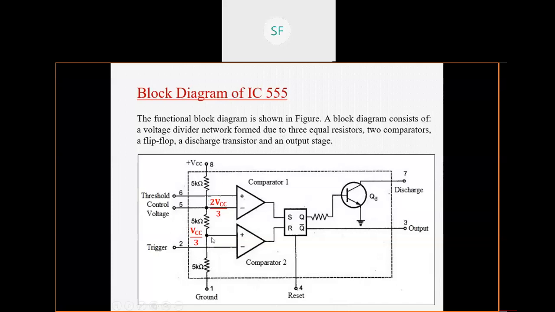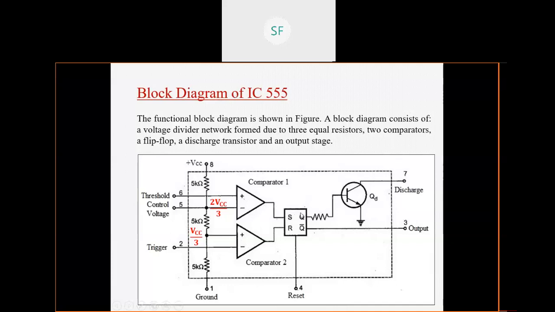That means the network formed due to these three resistors. These three resistors are nothing but 5 kilo ohm each, and the voltage drop across each resistor is VCC by 3. So the voltage at this point with respect to ground will be VCC by 3, and at this point it will be 2 VCC by 3. Then the second component is the two comparators, comparator 1 and comparator 2. We have seen their inputs and outputs, and we have just observed the connections. Okay.